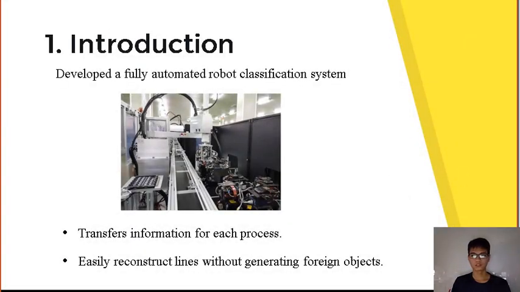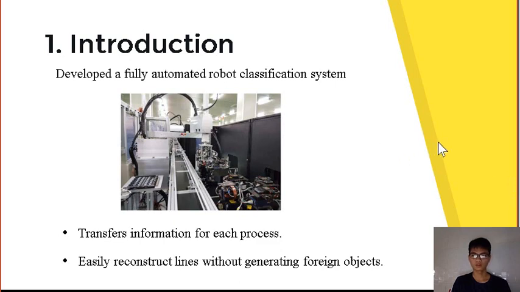So this research developed a fully automated robot classification system based on SCARA robots that organically transfers information for its process and can be easily reconstructed without generating foreign objects, even in the clean environment of small parts such as camera modules.